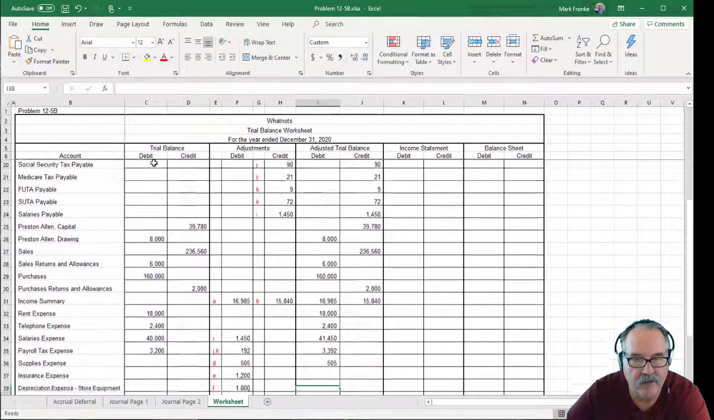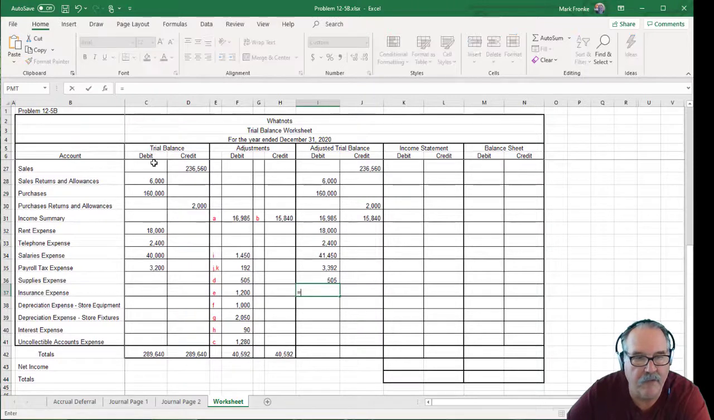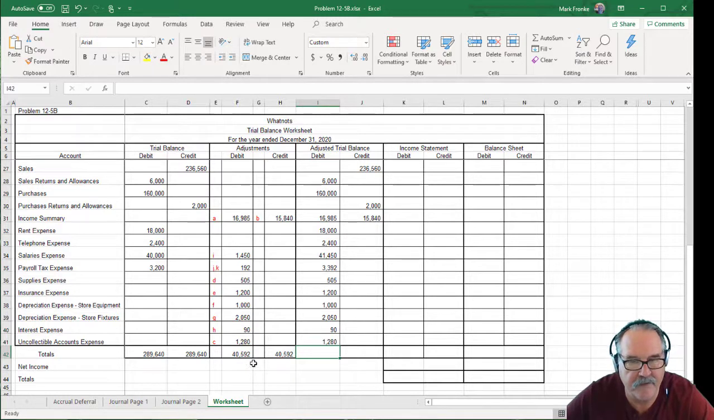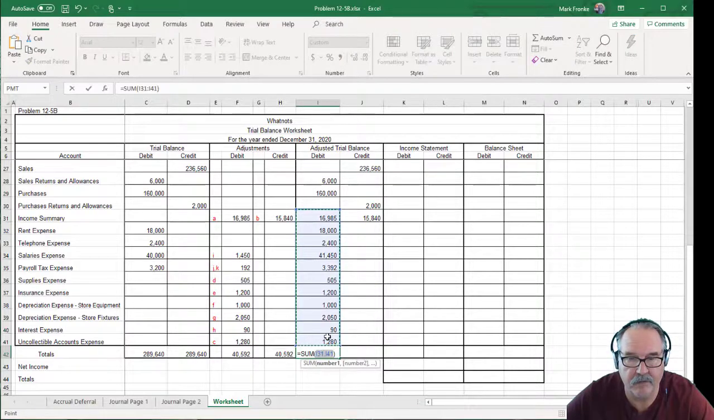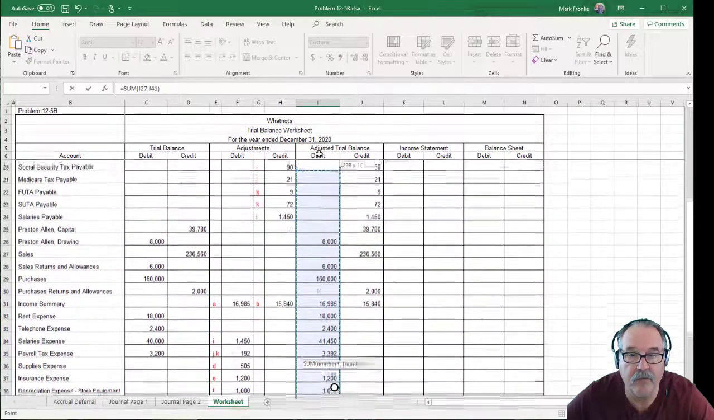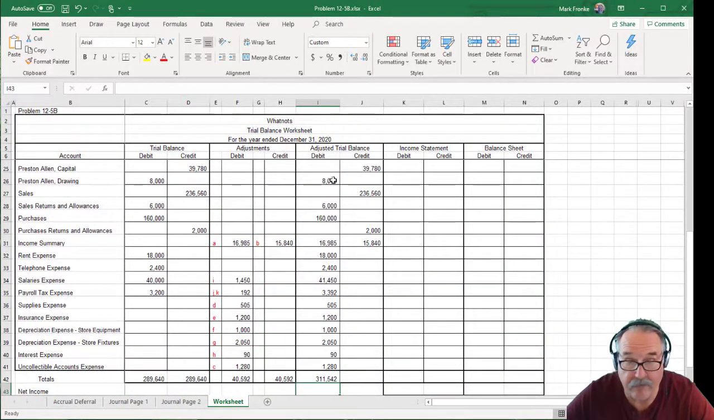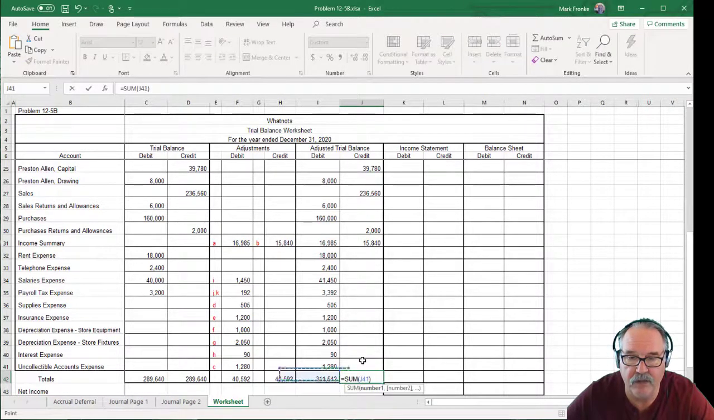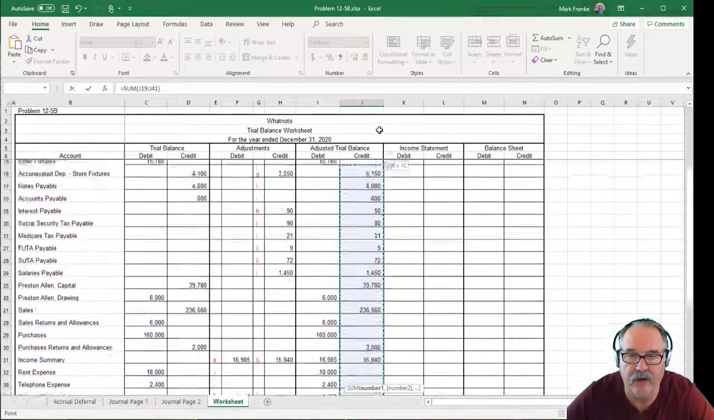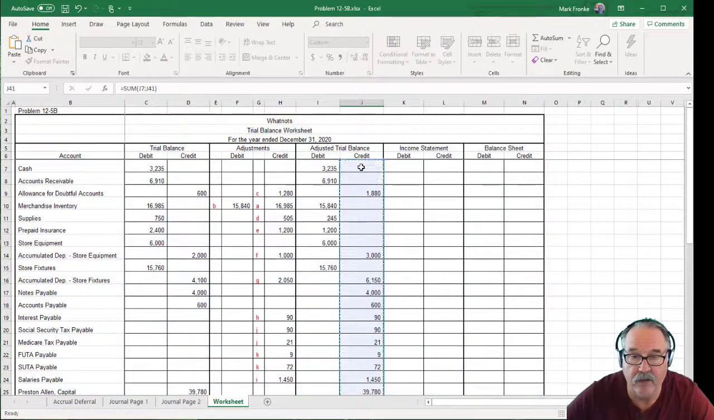Supplies expense is the adjusted amount. And then we have the insurance, depreciation on the store, depreciation on the store fixtures, interest, and uncollectible accounts expense. When we sum these up, we should be able to balance out at 311,542. This would be good practice for you to balance yours out. Make sure you get that check figure.